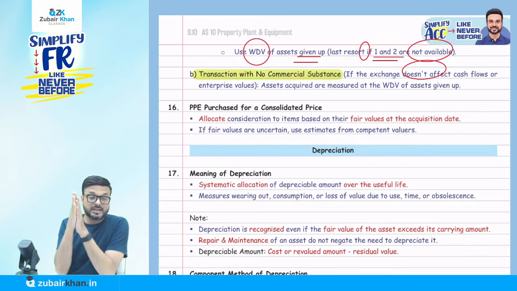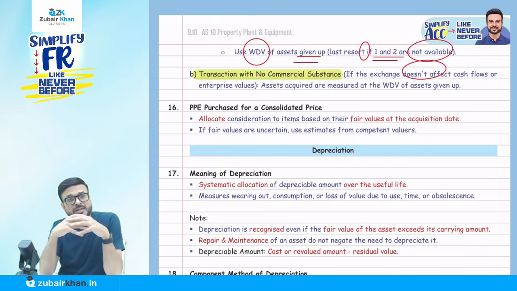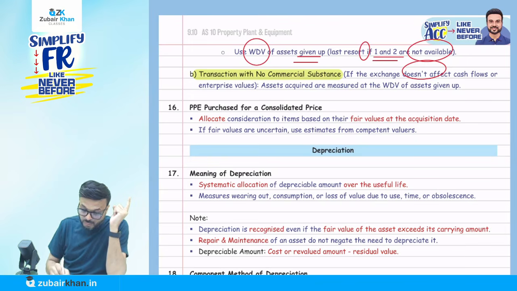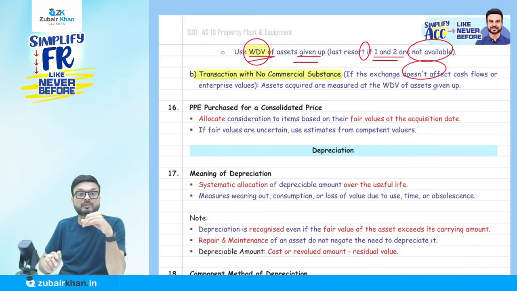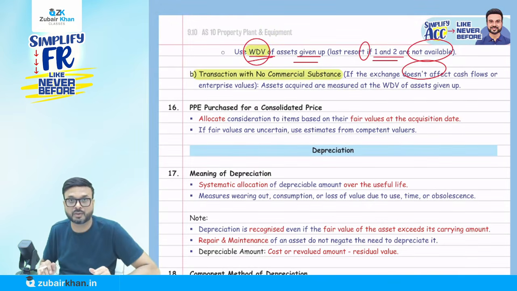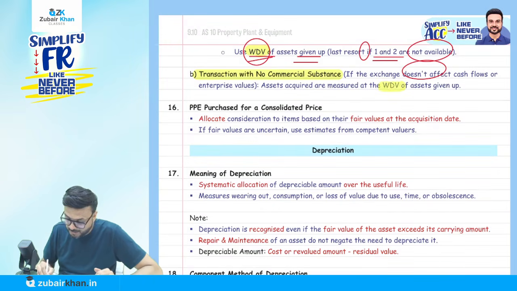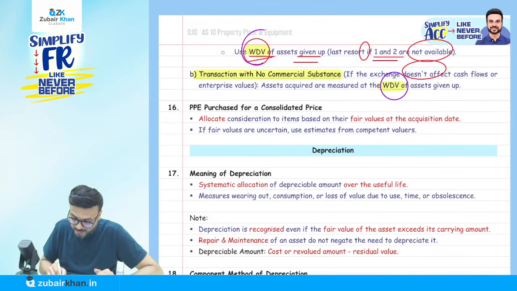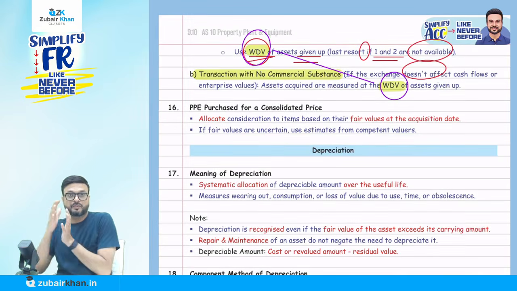Okay. That is in case of a commercial substance. If there is no commercial substance, what is going to happen? They say record at the WDV of the asset given, not the fair value. Important point. Here, if the asset acquired does not have commercial substance, the same treatment applies: WDV of the asset given.